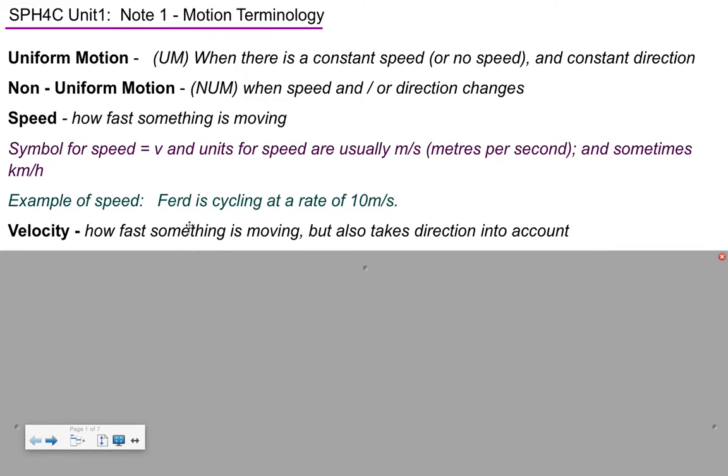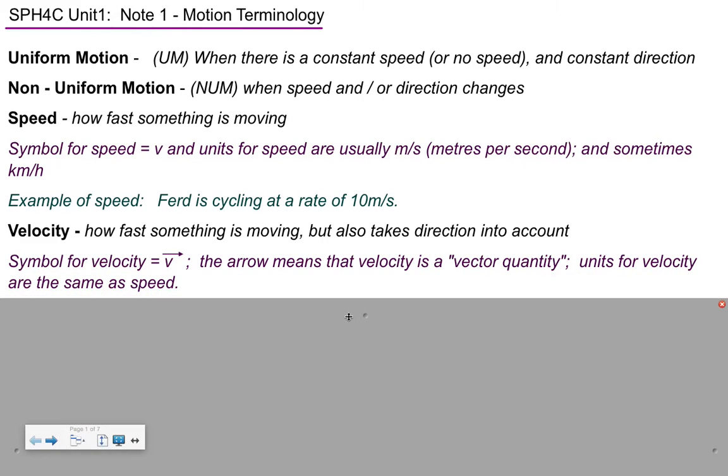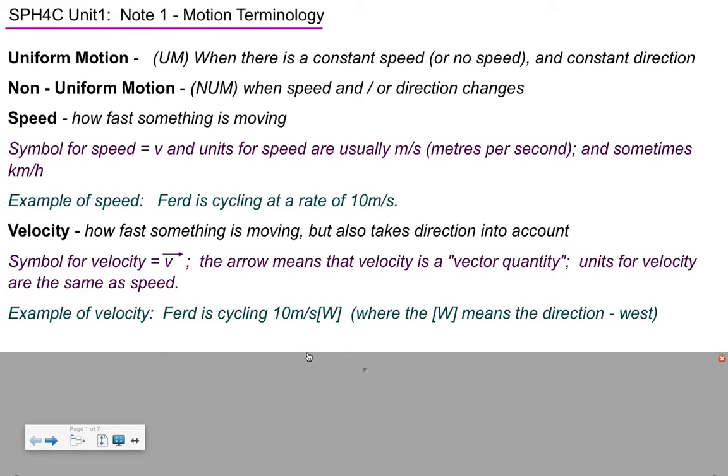Velocity is how fast something's moving, so it's kind of like speed, but it also takes direction into account. This may not seem like a big deal to start, and over time you'll understand it a bit better as we move through the lessons, because the difference between speed and velocity is a little bit more than just direction. But as far as today's concerned, we have a symbol for velocity: v with an arrow over top. The arrow means direction. When something takes direction into account, you put an arrow over top of the symbol, from a communication point of view, and that means it's what we call a vector. We'll talk about vectors shortly. Units for velocity are the same as for speed. The example of a velocity would be Ferd cycling 10 meters per second, where the square brackets mean direction and W means west.